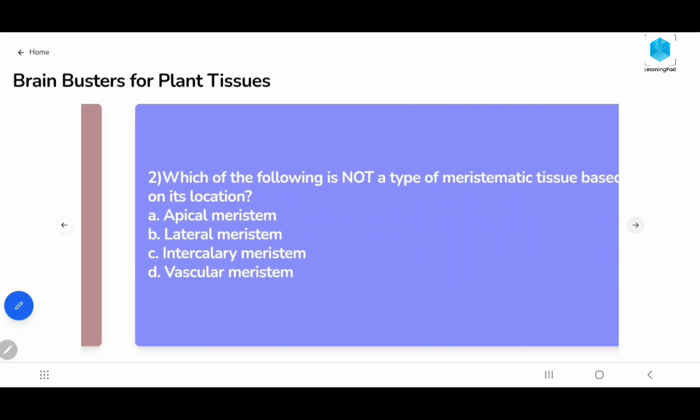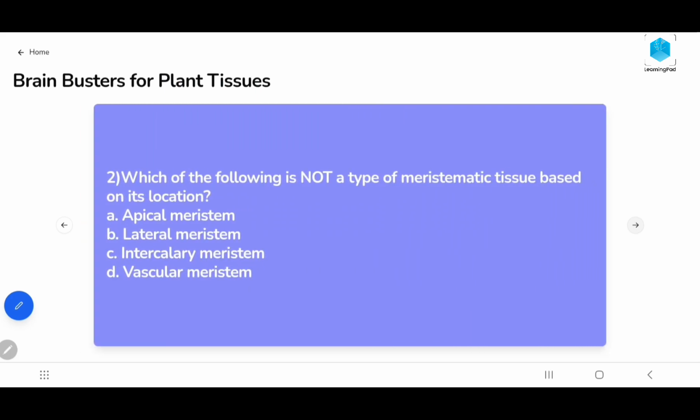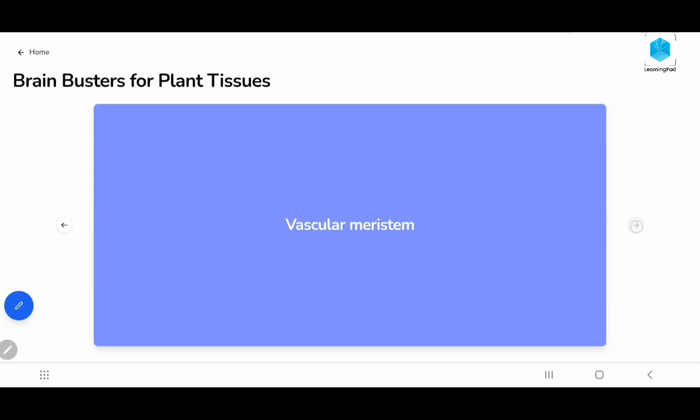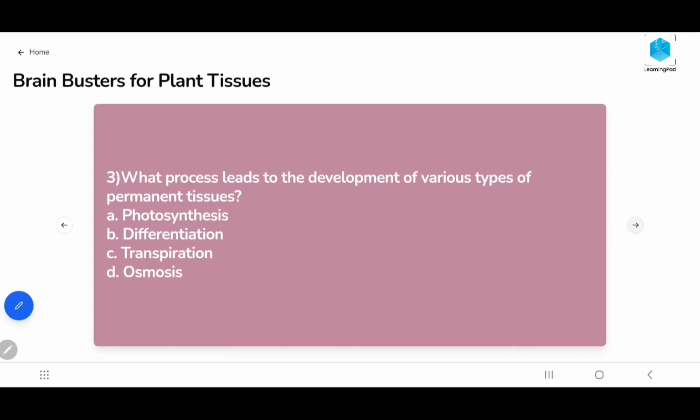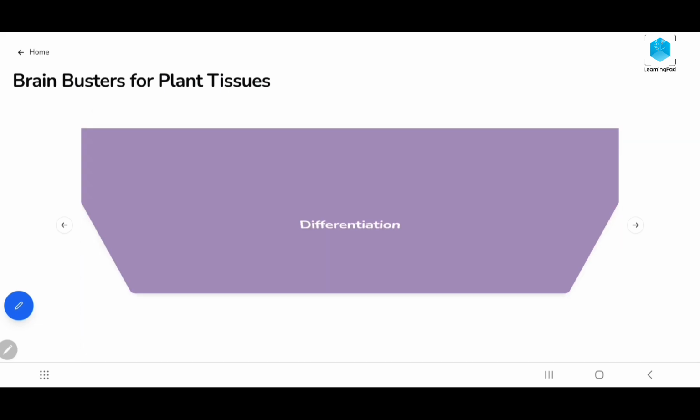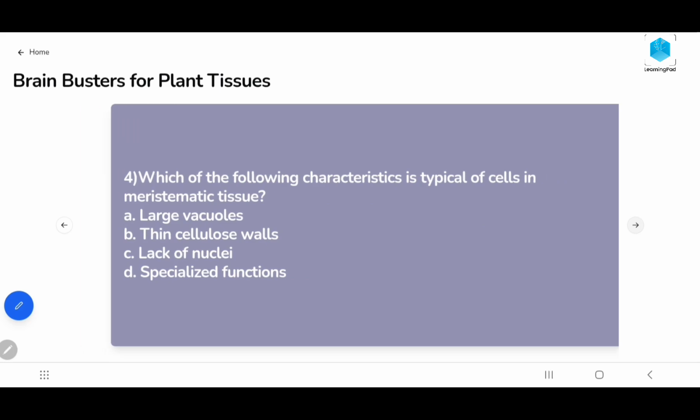Let us see the next question. Which of the following is not a type of meristematic tissue based on its location? We studied, children, apical meristem, lateral meristem, and intercalary meristem. These are all meristematic tissues only. So what is our answer? Good, vascular meristem. Next, what process leads to the development of various types of meristems? Synthesis, differentiation, transpiration, or osmosis? Yes, you are right, it is differentiation.